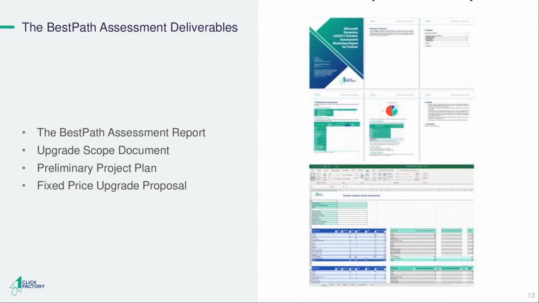You will also receive an upgrade scope document. Basically, that's an object-by-object list of AX objects and how, with our proposed scenario, to upgrade them. You can also receive a preliminary project plan and also a fixed price upgrade proposal from us. That would tell you what the price would be if we were to execute, or let's say assist, on the upgrade project for you.